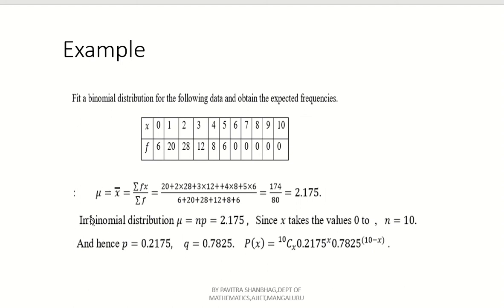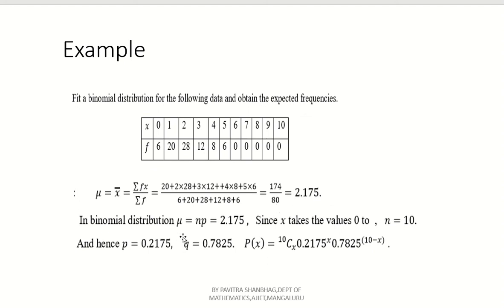Now first obtain mu, because we need to find the binomial distribution, right? They have given x and f, so you have to find mu. What is the mean? If frequency is given, then the mean can be found with the help of summation fx by summation f. What is summation fx? 0 into 6 plus 1 into 20 plus 2 into 28 plus 3 into 12 plus 4 into 8 plus 5 into 6 plus like this, into 0, 0 like this. Divided by the sum of f, you will get 174 by 80, that is 2.175.